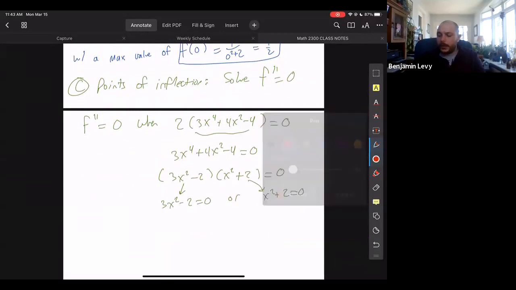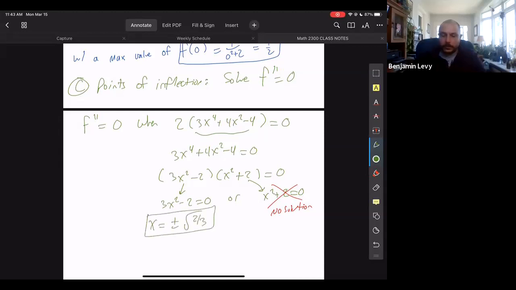Well, we just said a second ago, you don't get any answers from this one, because x squared plus 2 is never 0. You're adding two positive things together. And so we get 2 answers from the other one. Add 2, divide by 3, take the square root, and you'd get plus or minus square root of 2/3. And so these are the inflection points.